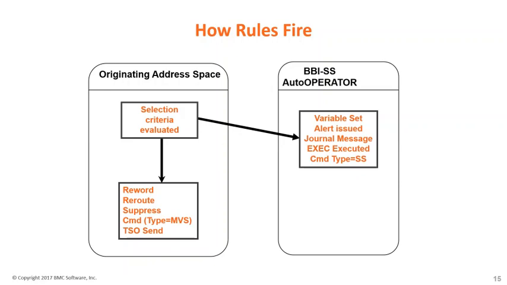So how do rules fire? Well, a lot of things occur within the address space that causes the event to occur. The selection criteria is evaluated there. It's also where any messages that you're rewording or rerouting occur. Maybe you're suppressing them or issuing a command. Those things occur in the address space that causes the event. Now, within the AutoOperator address space, when you want to set variables or alerts need to be generated, maybe you write things to the journal, execute execs, those things occur within the MainView AutoOperator address space. So you can see things occur here, things occur there. I'd like to point it out so you're aware that some things do occur outside of AutoOperator.